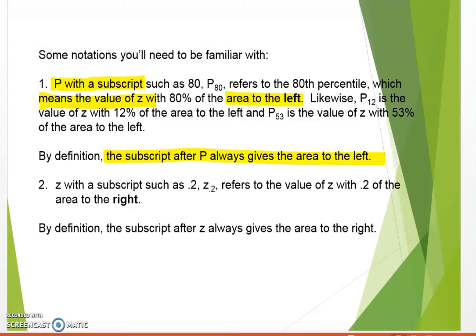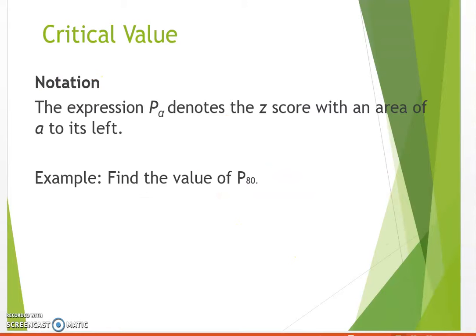Now, in contrast, we have another subscript with z, such as z0.2. This is talking about the z-score with 0.2 of the area to the right. So the subscript after z always gives the area to the right. For the P, area to the left. For the z, area to the right. We're going to show this with two examples.